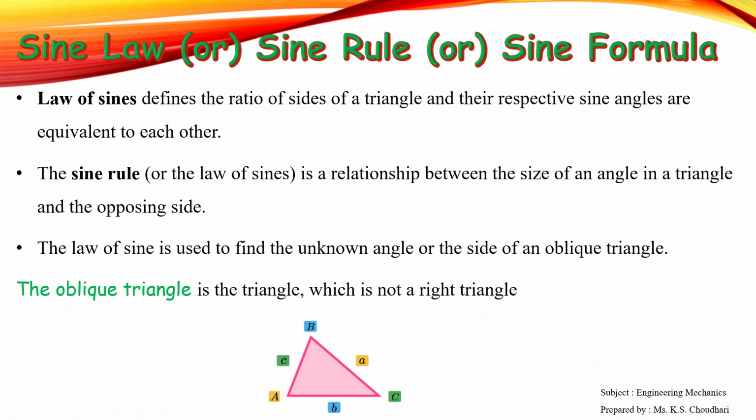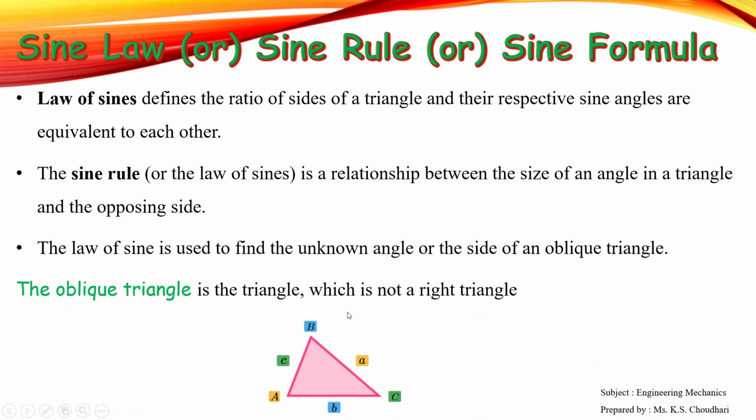Now, first of all, we will have a look at some basic points of it. The law of sines defines that the ratio of the sides of a triangle and their respective sine angles are equal to each other. The sine rule is the relationship between the size of an angle in a triangle and the opposite side.